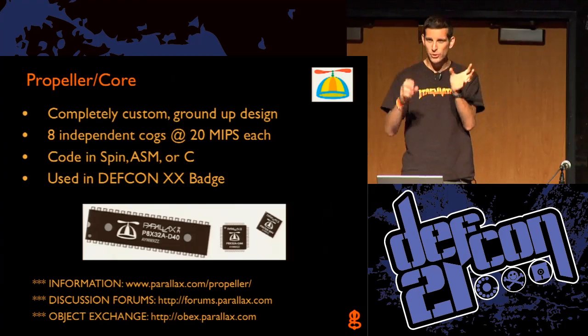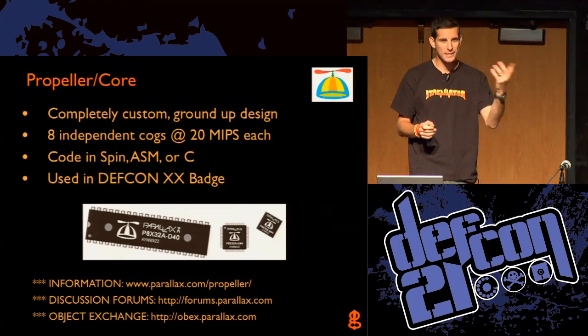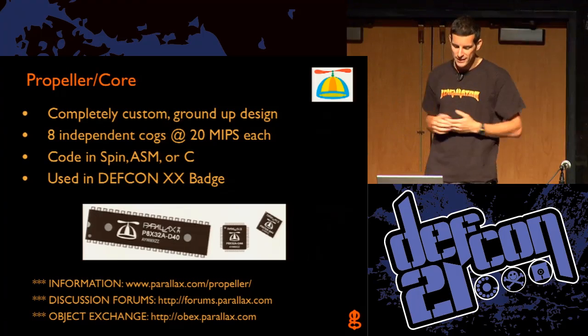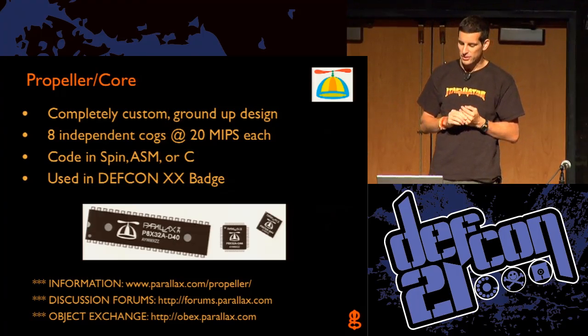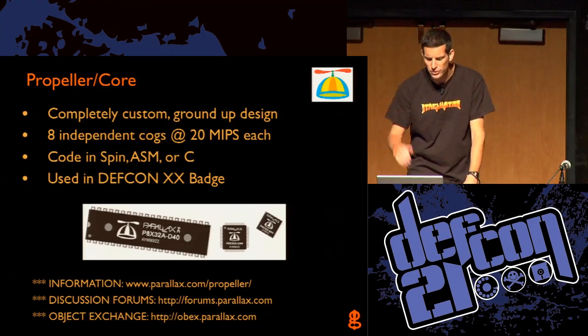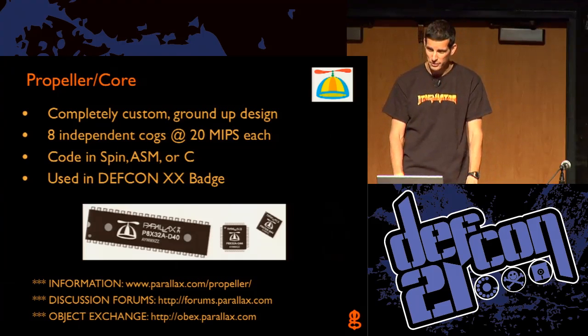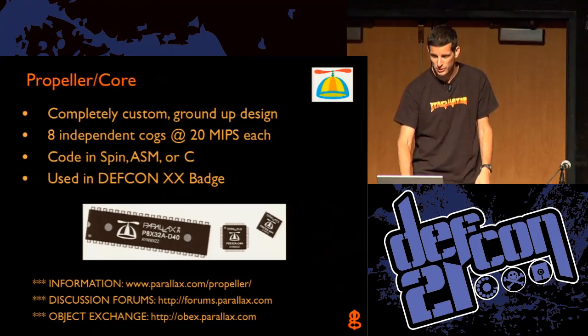It has 8 independent cores, which are called cogs, and some time slicing of that. You can code it in Spin, which is what I'm using, assembly or C. There are a bunch of new tools being developed that are cross-platform tools. For now, you can do PC and Mac, at least with Spin, and the open source Spin tool should be coming out soon.